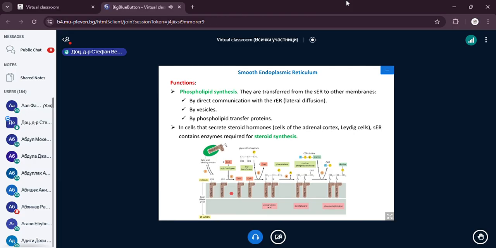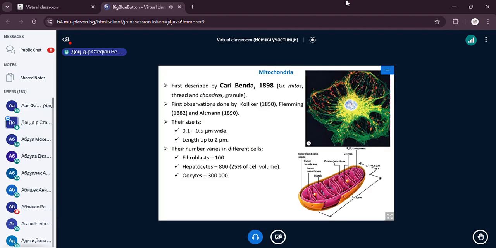And smooth endoplasmic reticulum is involved not only in phospholipid synthesis, but also in the synthesis of cholesterol and other steroids, derivatives of cholesterol, like sex hormones, for example, or vitamin D, which is also a derivative of cholesterol. But this happens not in the membranes, but in the lumen, inside the smooth endoplasmic reticulum. And that's the endoplasmic reticulum, one of the easiest but very important organelles for the cell.